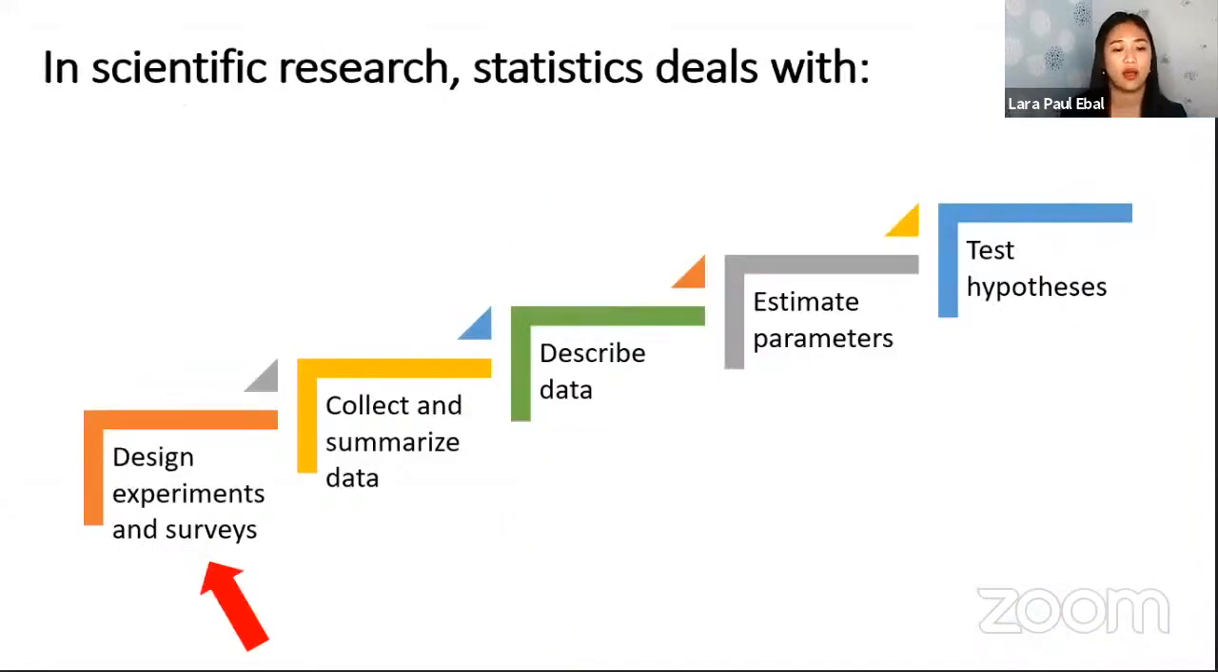So we have these roles. Number one, we have designing experiments and surveys, and then collecting data or summarizing the data, and then describing data, estimating the parameters, and then testing the hypothesis. So very basic is the designing of experiments before the collection of the data. Because again, we need to have valid data. So to come up with valid data, we need to plan properly our experiment, or we have this designing of experiments.